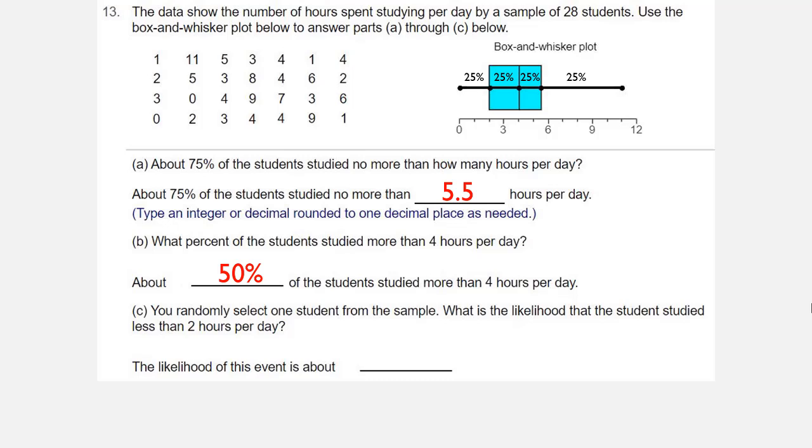Then for part C, you randomly select one student from the sample. What is the likelihood that the student studied less than 2 hours per day? So on the box and whisker plot, 2 hours is where the first quartile is. Those that studied less than that made up about 25% of all the data entries. So the likelihood that you would randomly select a student that fell into that category is about 25%. And that's your answer.